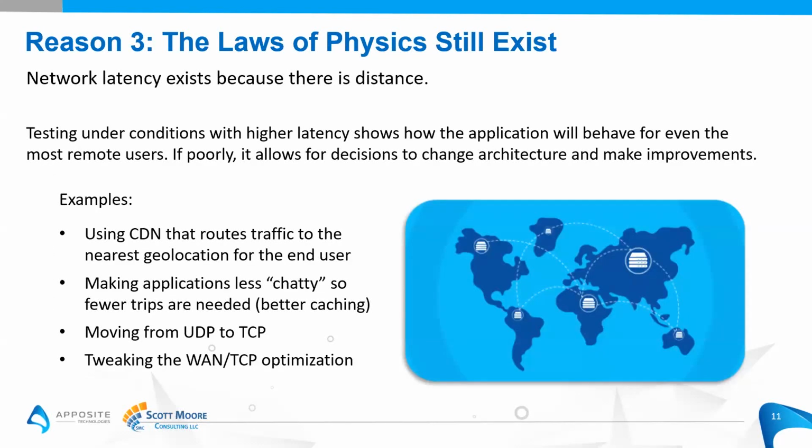So the third reason that we've listed here is the laws of physics still exist, unfortunately for us, right? If we could manipulate that, maybe we could make all applications successful. But there is going to be network latency. Not necessarily bandwidth is the problem, more so latency.